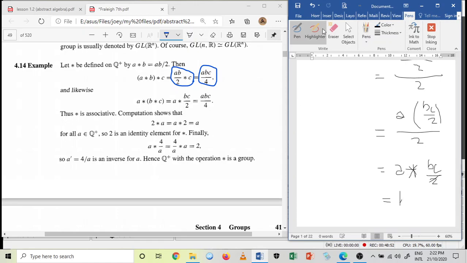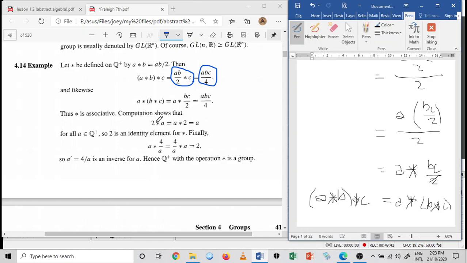So we have A operation quantity B operation C. So that if we bring down the left side, we would be able to show that the quantity A operation B operated to C is just the same as A operated to the quantity B operation C. Hence, the operation is associative. Okay?